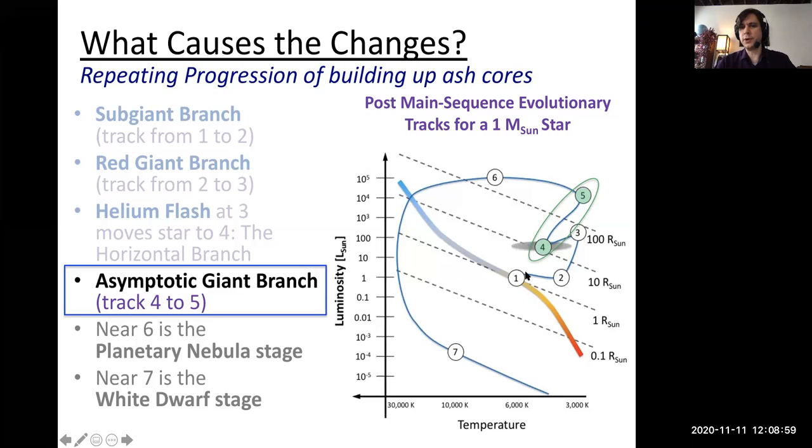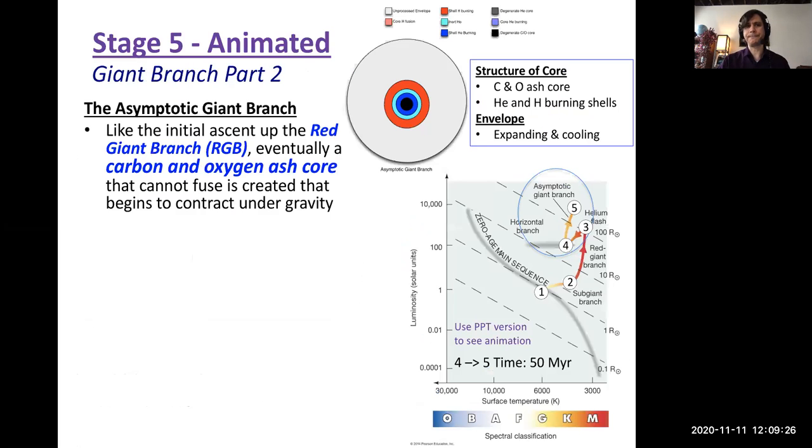So where are we on our HR diagram of stellar evolution, looking at the evolutionary tracks? We have gone from 1 to 2 our subgiant branch, 2 to 3 ascending the red giant branch. And then the helium flash happened at 3, which moved us down to 4 on the horizontal branch. And now we are going to ascend the asymptotic giant branch, going from 4 to 5, which is very, very similar to when we ascended the red giant branch. So we're going to see a lot of commonality. There's just going to be a slightly different structure to the core.